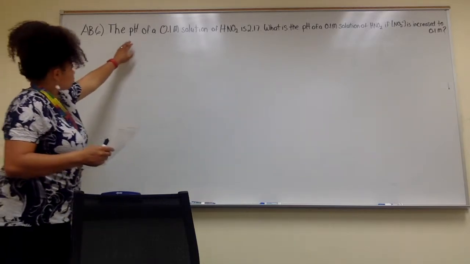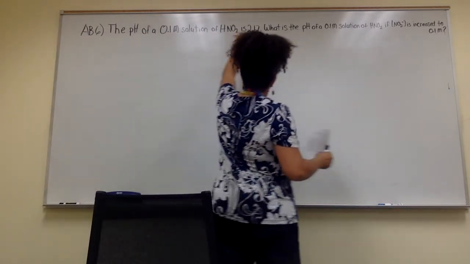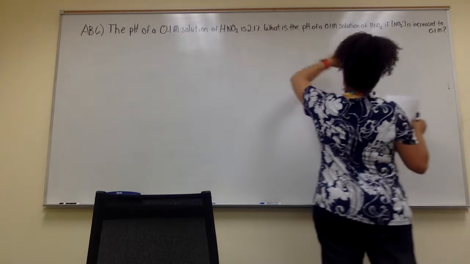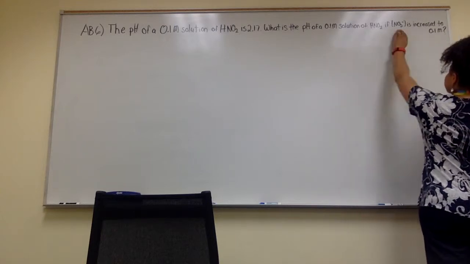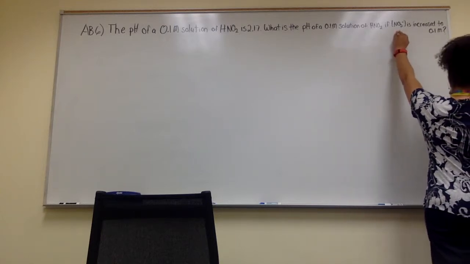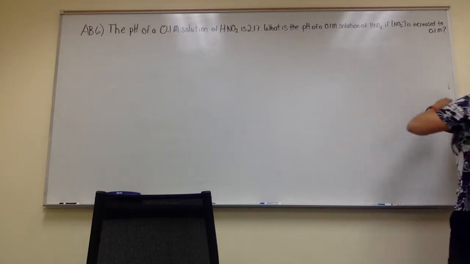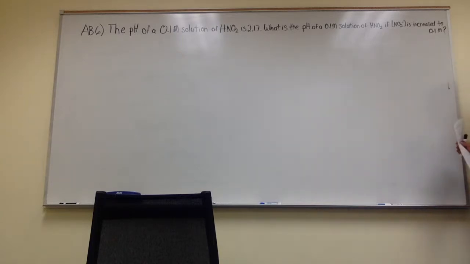So we're looking for the pH of a 0.1 solution of HNO2 that starts out at 2.17, and we want to know what happens to the pH if we add some base to it, which is NO2 minus, and we have that at a particular concentration. This question is in preparation for the next two questions.